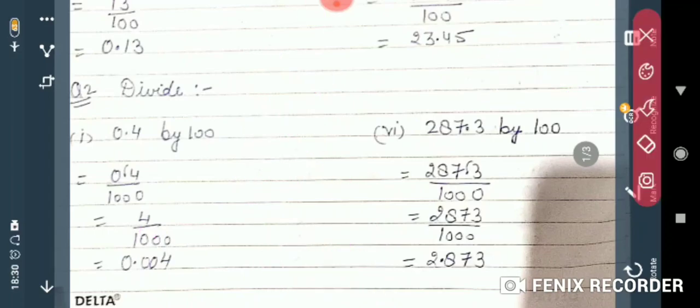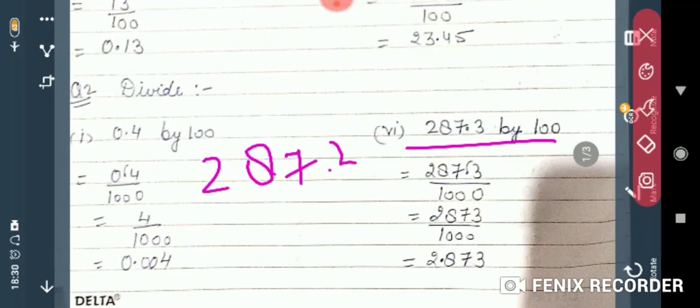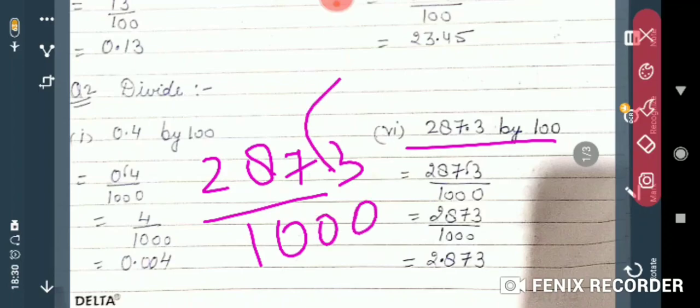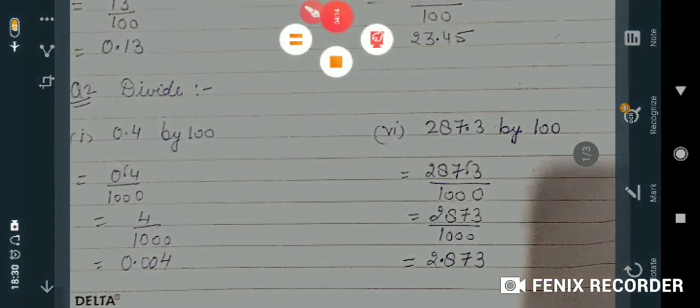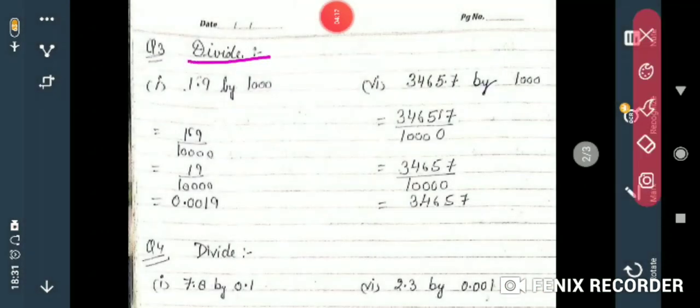Understood? Now next question, 287.3 by 100. So first you will write 287.3 upon 100. Remove this point, one 0 will get added. Then 2873 upon 1000. Then you will write 2873. Then 1, 2, 3. 1000 is there, 3 0s are there. So before 1, 2, 3 you will put the point, and how will you tell this? 2.873. Understood?